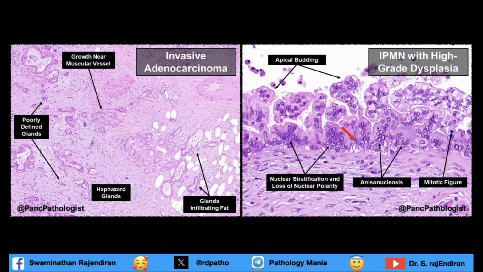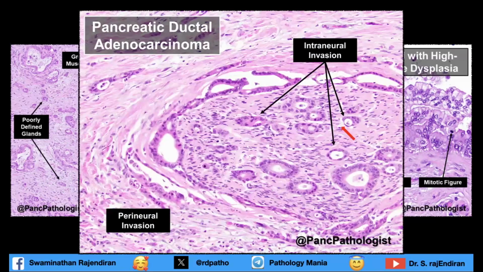So IPMN, PanIN, MCN, serous cystadenoma can all be associated with cancers. So you have to take adequate sections, and if there is an area of a doubtful lesion in the gross specimen, you submit that area entirely, because we have to identify the tumors associated with the benign lesions.